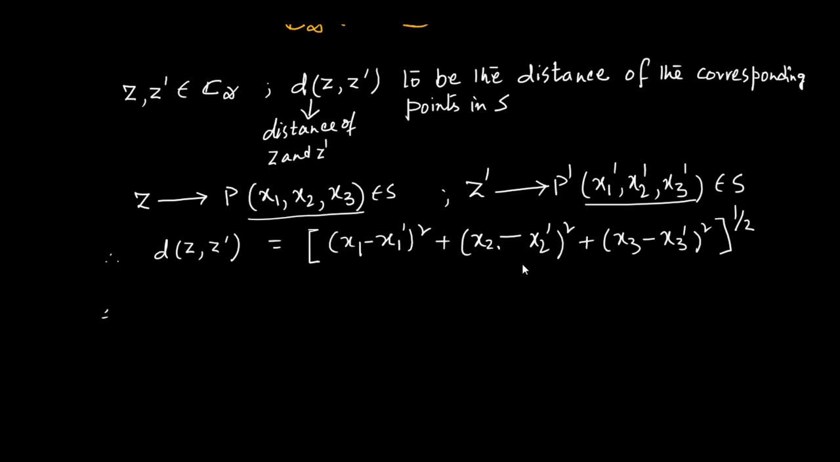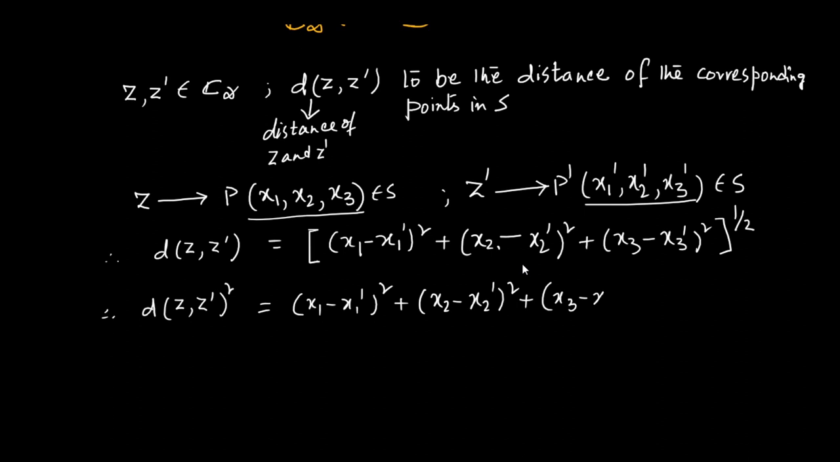Now therefore d(z, z prime) whole square will be equal to (x1 minus x1 prime) whole square plus (x2 minus x2 prime) whole square plus (x3 minus x3 prime) whole square. If you expand the squares, you will get x1 square plus x2 square plus x3 square plus, I'm jumping just one step, x1 prime square plus x2 prime square plus x3 prime square.